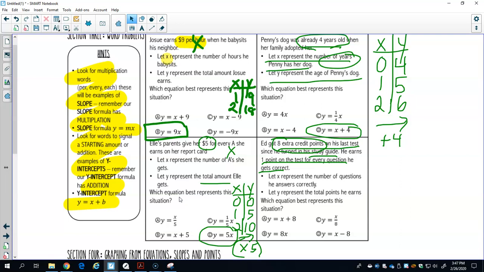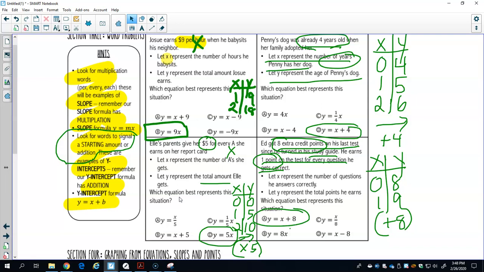Okay, if you look over here in our hints, it says look for words to signal a starting amount or addition. So he's starting with 8 extra credit points. So this is going to be an additive relationship, because if X is representing the number of questions, and he gets 0 questions right, he's still going to get 8 points on the test. If he gets 1 question right, it tells us it's 1 point per question, so that would be 9. So you can see that this is a plus 8 relationship because our starting point was 8. So we're going to go with A, y equals x plus 8.